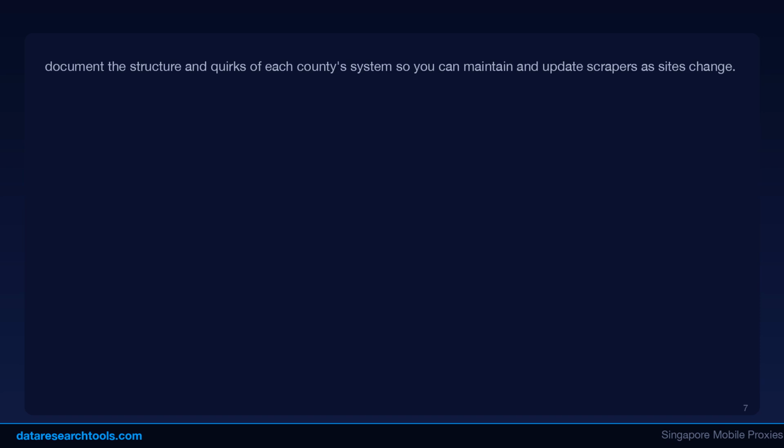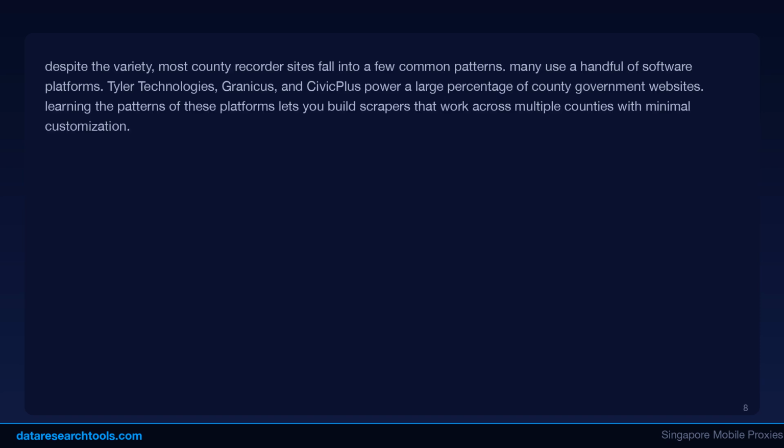Session management is critical for government sites. Many require you to accept terms of use, establish a session, and maintain cookies across requests. Use ISP proxies that maintain consistent IP addresses throughout the session. Rotating proxies will break session continuity and force you to restart the authentication flow repeatedly.